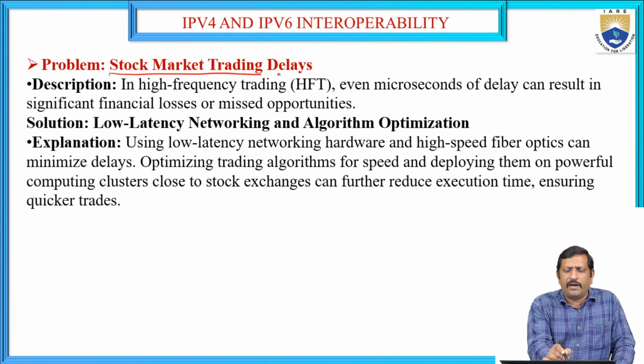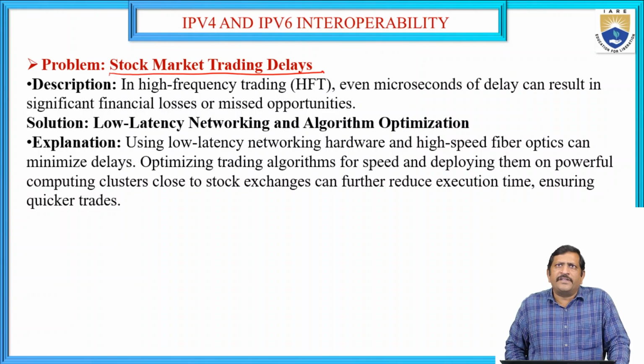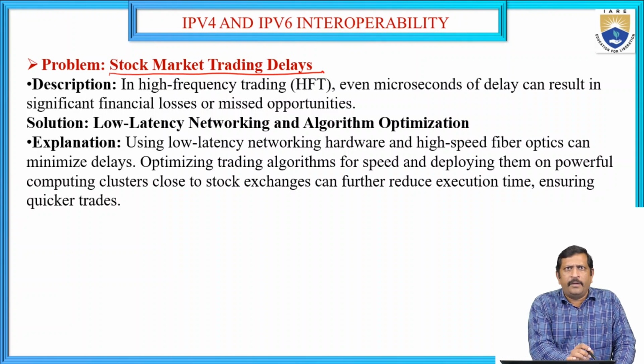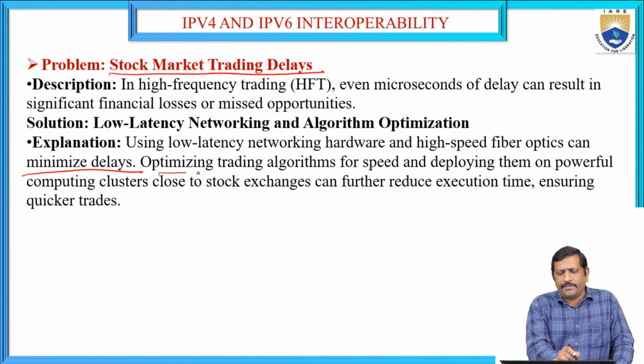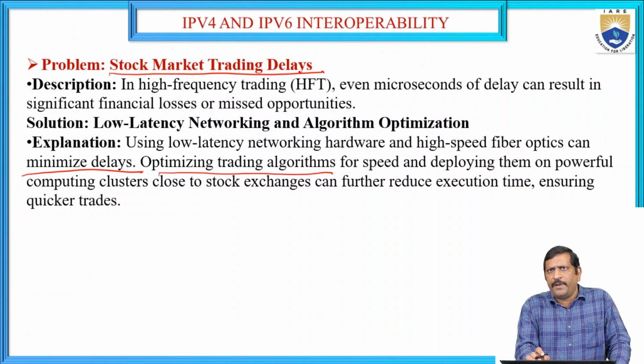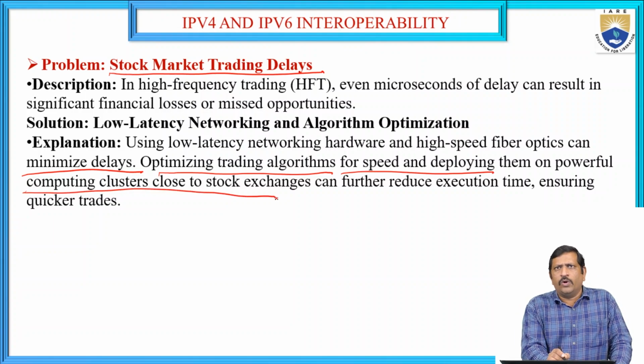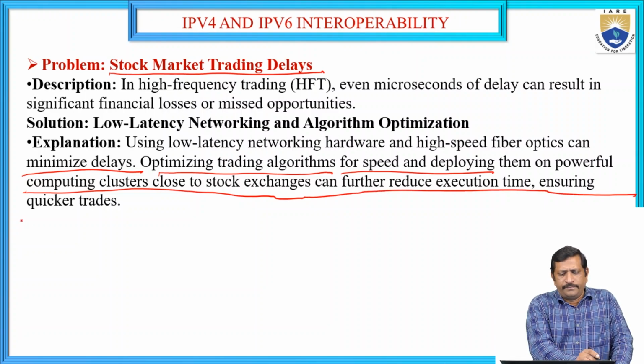Next, stock market trading delays. In high frequency trading, even microseconds of delay can result in significant financial losses or missed opportunities. The solution here is low latency networking and algorithmic optimization. Using low latency networking hardware and high speed fiber optics can minimize the delay. That means optimizing trading algorithms for speed and deploying them on powerful computing clusters close to the stock exchanges can further reduce execution time, ensuring quicker trades.